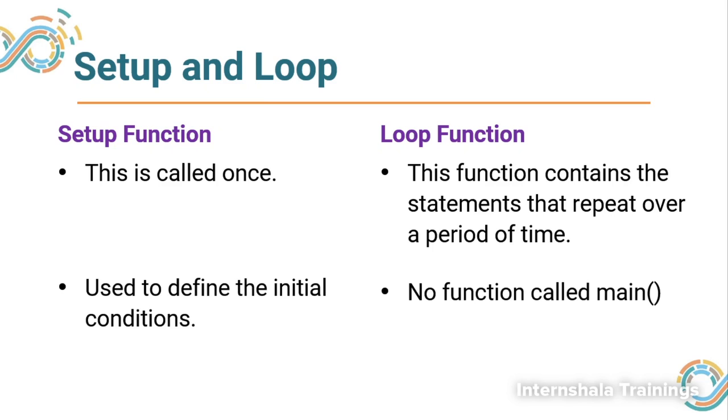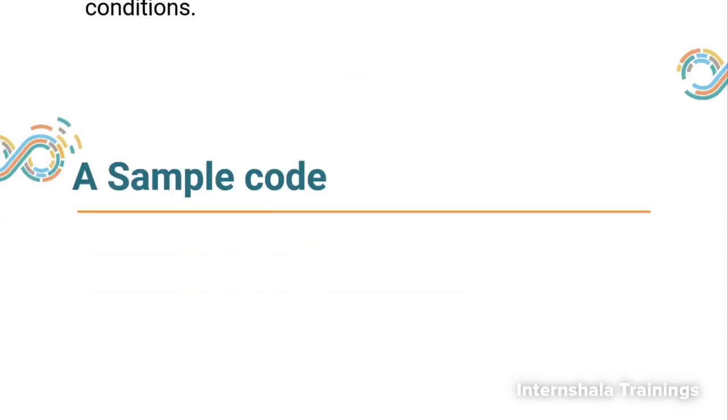So setup function, if we revise, is basically for defining your initial conditions, and loop will keep on iterating again and again. And unlike a C++ program, there is no main function here. So this is a major difference between a C++ program and an Arduino sketch. Let us have a look at one very simple Arduino code before we go ahead.